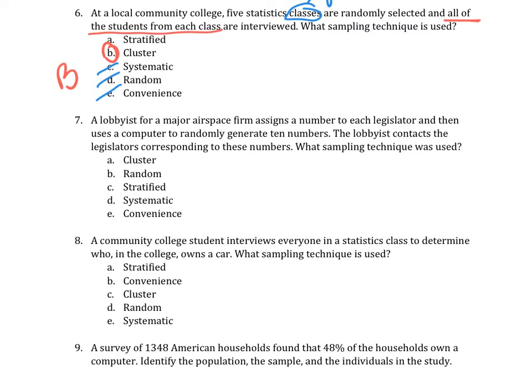Number 7, a lobbyist for a major aerospace firm assigns a number to each legislator and then uses a computer to randomly generate 10 numbers. Lobbyist contacts legislators corresponding to these numbers.